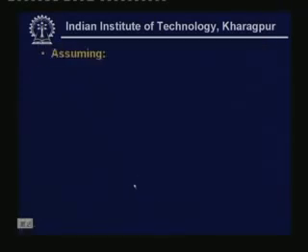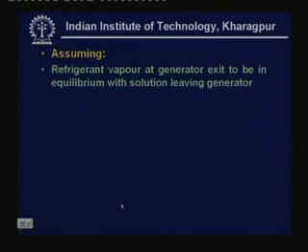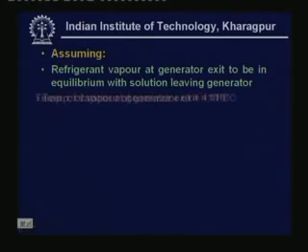So, for finding the properties we make the assumption that the refrigerant vapor at generator exit is in equilibrium with the solution leaving the generator. This assumption is required to find the enthalpy of the refrigerant vapor. It is given that the solution leaving the generator is at 110 degree centigrade. Since the vapor is in equilibrium with this, the vapor also has a temperature of 110 degree centigrade.